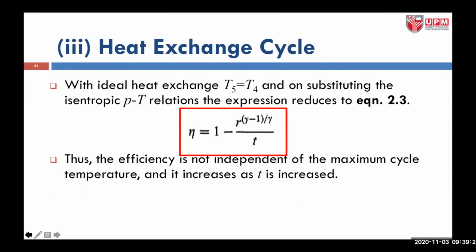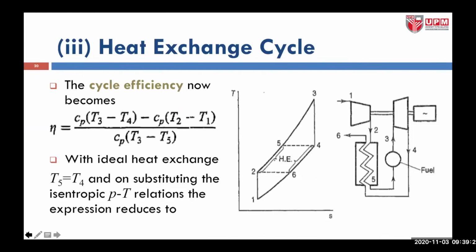Can you repeat your question just now? The question is about after the airflow goes through the heat exchange. We got the T5, but it is stated that with ideal heat exchange, T5 is equal to T4. But after the T5, we have the combustion chamber and then the turbine. Then we got the T4. Okay, with ideal heat exchange, T5 equal to T4, right? T5 here is equal to T4.